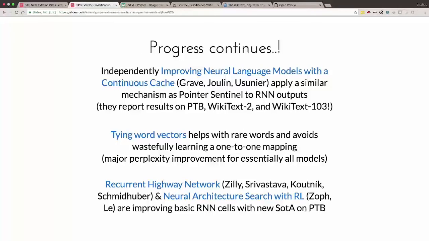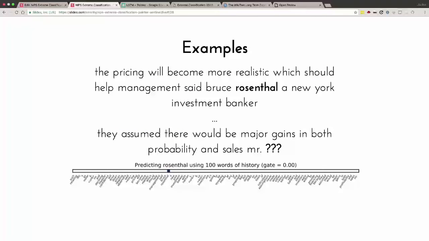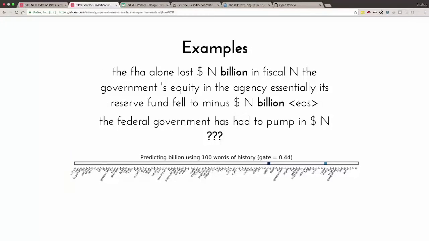Independently, Facebook came up with a continuous cache, which is a similar mechanism to the pointer sentinel. And they also reported results on PTB, Wikitext 2, and Wikitext 103. So I'm very glad it's already being used. There's also tying word vectors, which helps with this rare words problem. And there's also continuing improvements on these basic RNN cells, so recurrent highway networks, and also neural architecture search with reinforcement learning.